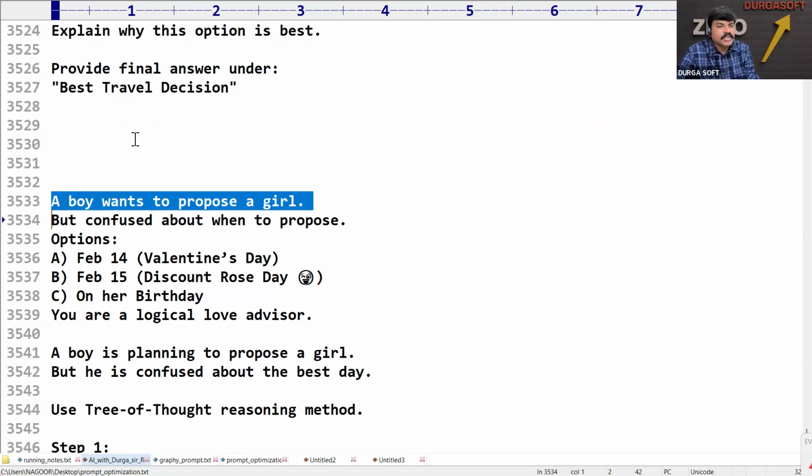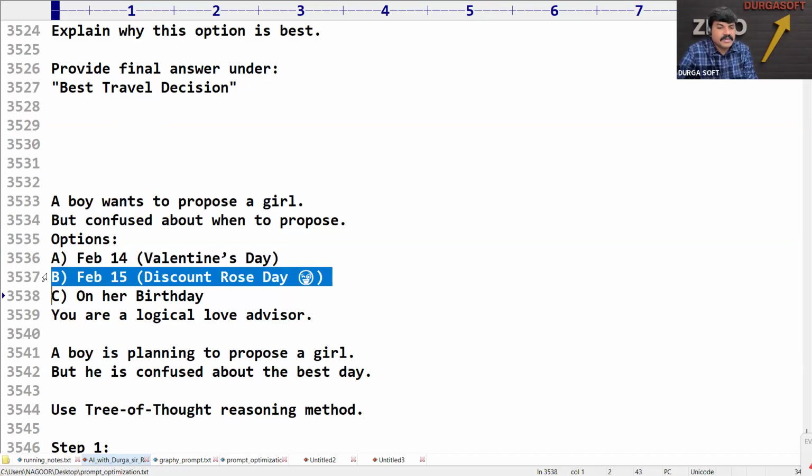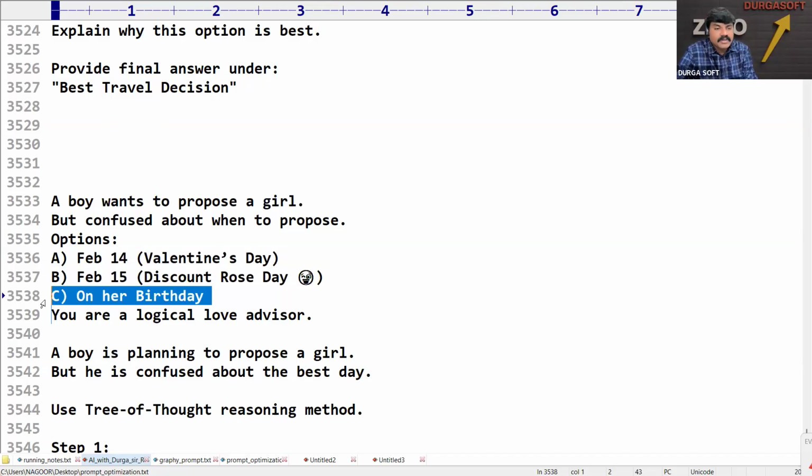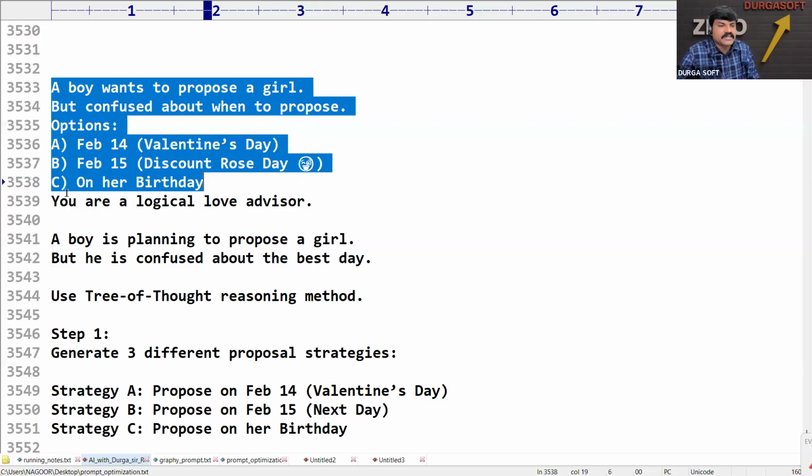Anyway, let me consider. A boy wants to propose to a girl, but is confused about when to propose. Options: February 14th, Valentine's Day; February 15th, discount Rose Day; and next, her birthday. Okay, there are 3 options. You can't propose every day, right? You require to propose only once. Then automatically either the first one or the second one or the third one. You require to choose only one strategy.